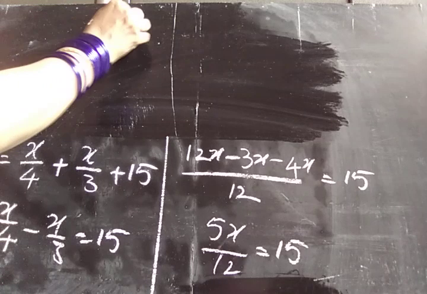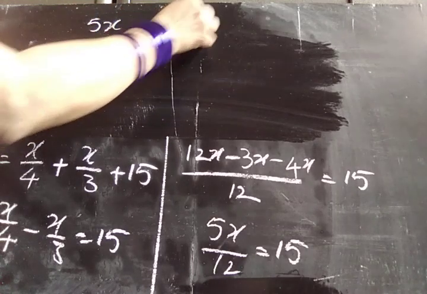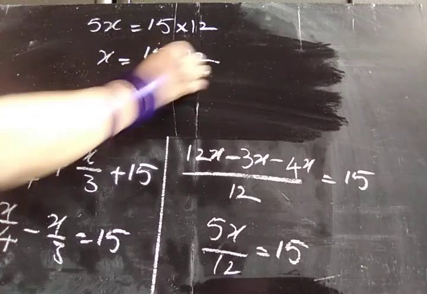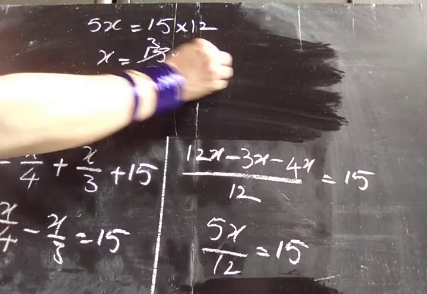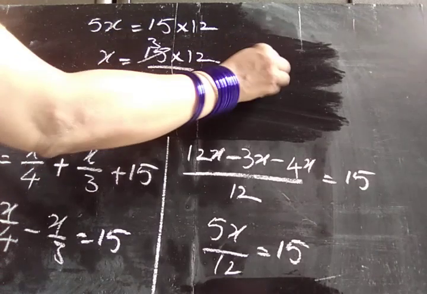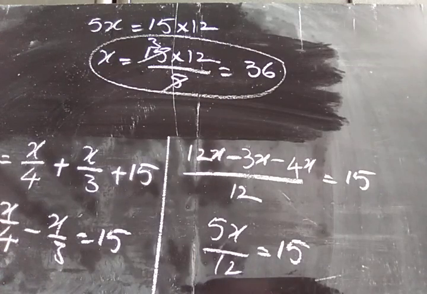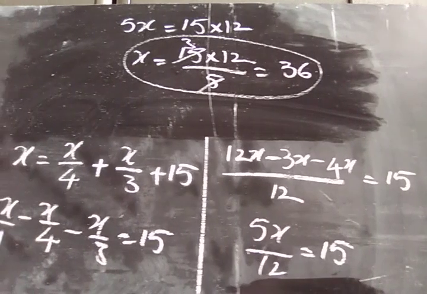5x is equal to 15 into 12. x is equal to 15 into 12 by 5. 5 ones, 5 threes. So 12 threes are 36. So the total number of deer in the herd in the forest is 36. Understood?